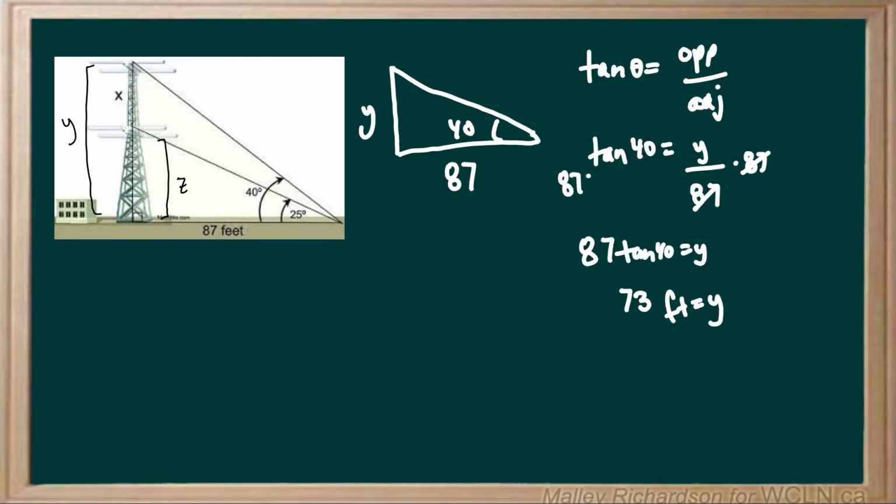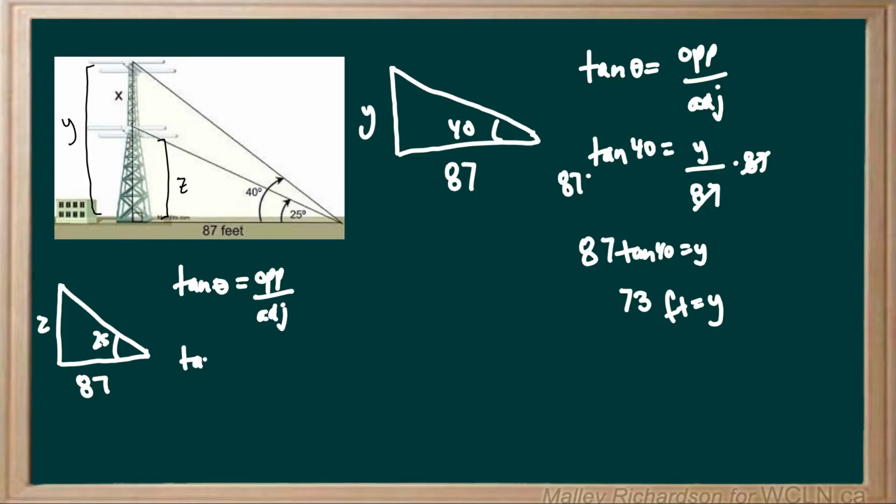So now that we found the total height of our tower, we want to find the height of our smaller tower, which is z. So now again, we're going to draw out a smaller triangle with our height of z, our hypotenuse, and our horizontal distance of 87 feet. Now in this case, because z is smaller than y, we want to use our smaller angle of 25. So again, 25 is opposite to z and adjacent to 87, so we want to use tan theta equals opposite over adjacent.